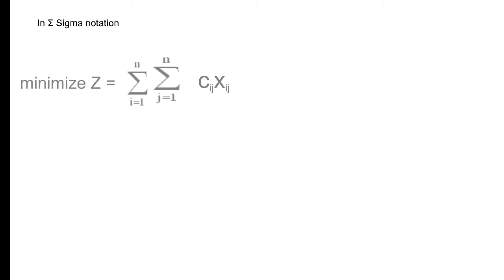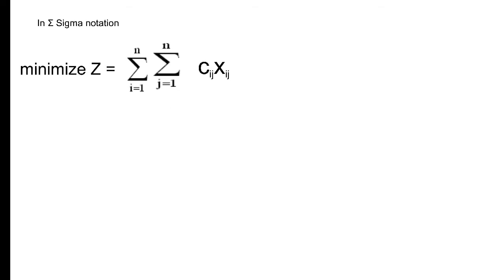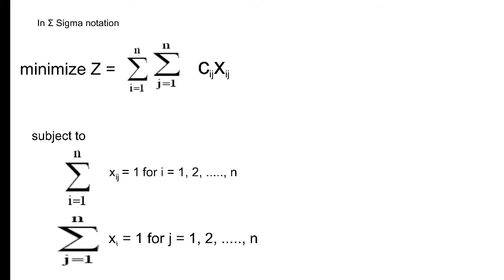In sigma notation, the minimization is the summation over i equal to 1 to n, j equal to 1 to n of cij xij, subject to the constraint summation i equal to 1 to n of xij equals 1 for j equal to 1 to n. Similarly, summation j equal to 1 to n of xij equals 1 for i equal to 1 up to n. This is the sigma notation of the assignment problem.